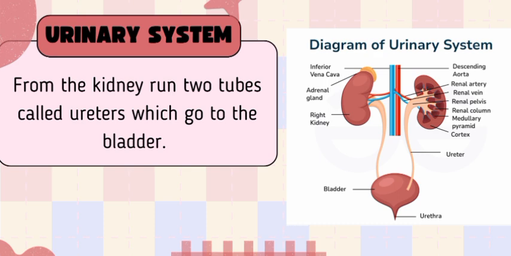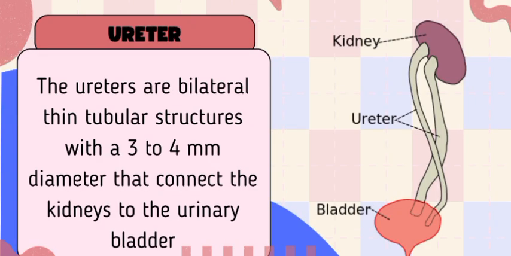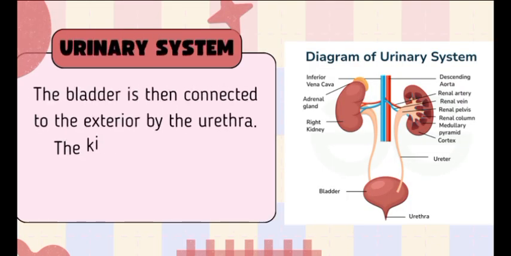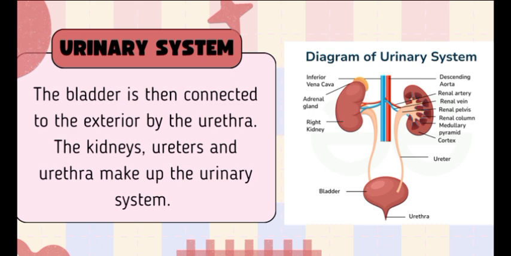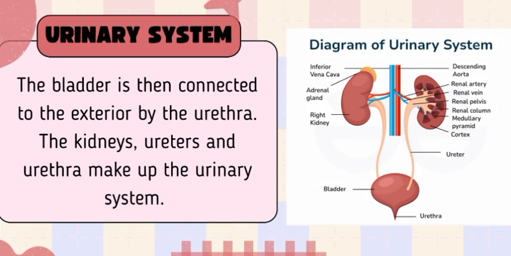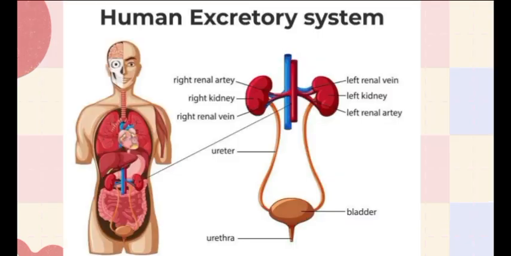The ureter is a tube that runs from the kidney downwards to the bladder. The bladder is more like a sac there, right? And the bladder is connected to the exterior by the urethra. The urethra is the outlet where the whole thing goes out. The waste products of metabolism are excreted in the form of urine.